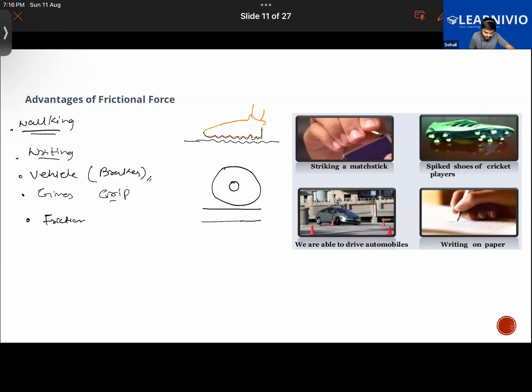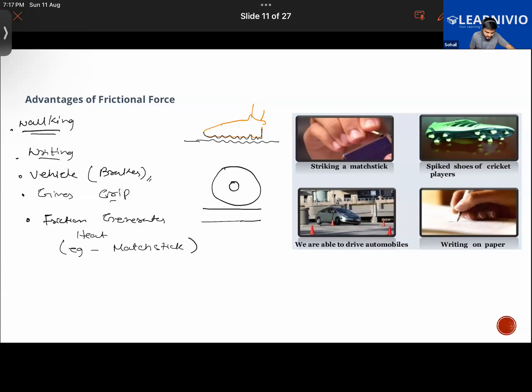Friction generates heat. So see, generation of heat can be both advantageous and disadvantageous, depending upon how much heat is generated and for what purpose friction in this sense is being used. So friction generates heat. We have examples like burning a matchstick.